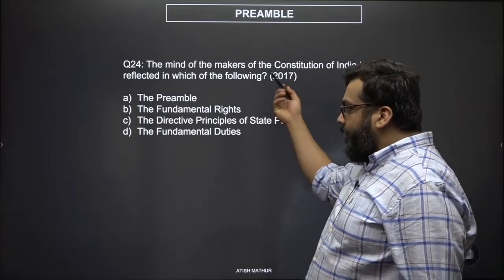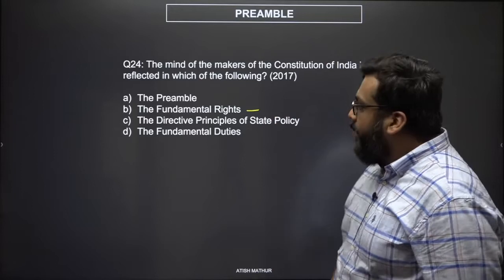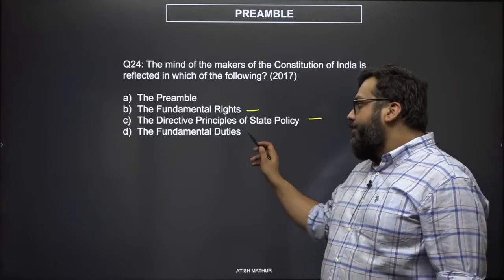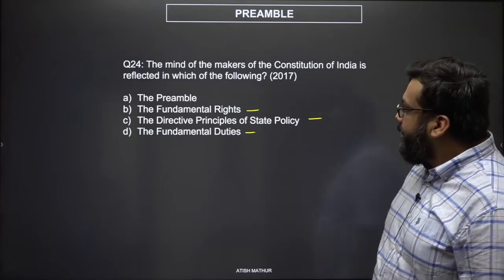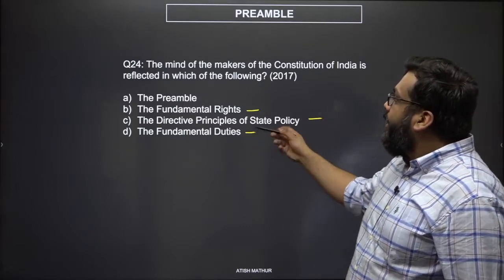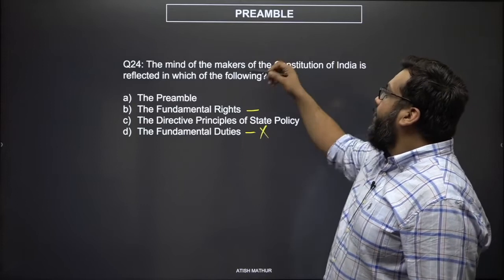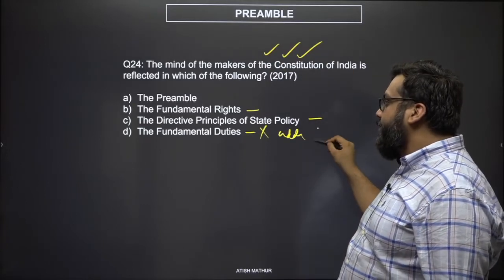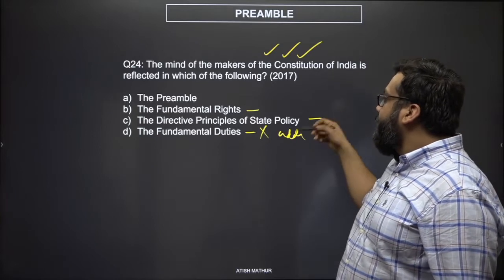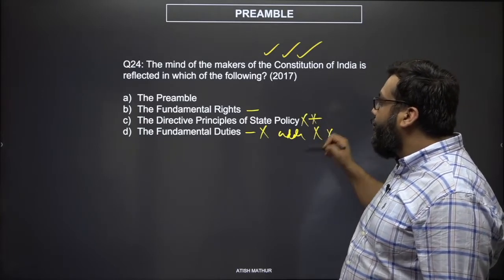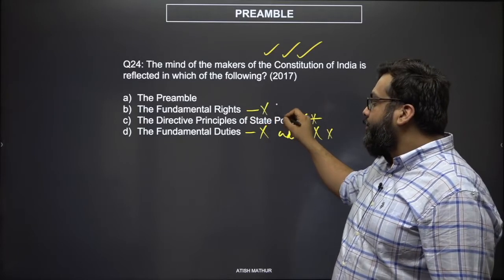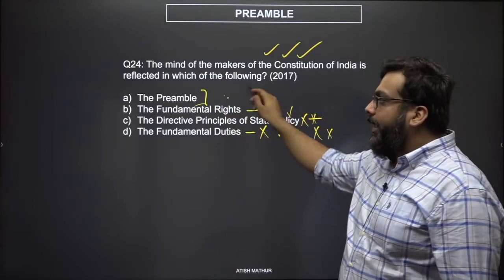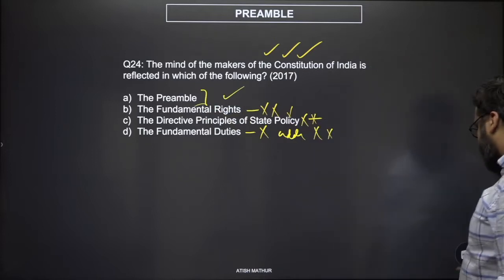Fundamental rights only look at political democracy. Directive principles look at socio-economic democracy. Duties are things that we have to do for the citizens, and fundamental duties did not even exist when we are talking about the makers of the constitution, this was added much later. This is automatically out. DPSP is only about what the government should do. This is about what the citizen should be given. This is a combination of everything, and therefore the answer is the preamble. Okay.